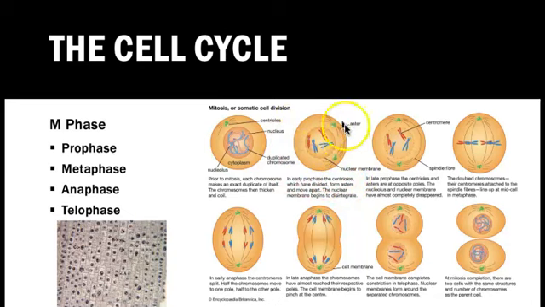You could see the early phase of prophase here, and this is when our chromosomes first appear as sister chromatids. So you can see them lined up next to each other, and they're joined in the center at something called a centromere.